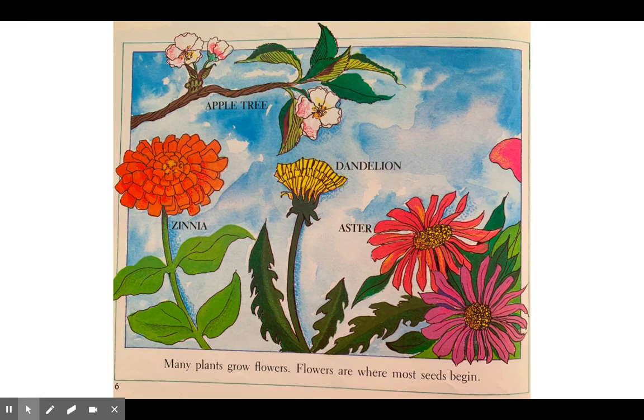Many plants grow flowers. Flowers are where most seeds begin. You can see this is called an aster. This is a dandelion. This is an apple tree, a zinnia. Lots of different types of flowers.